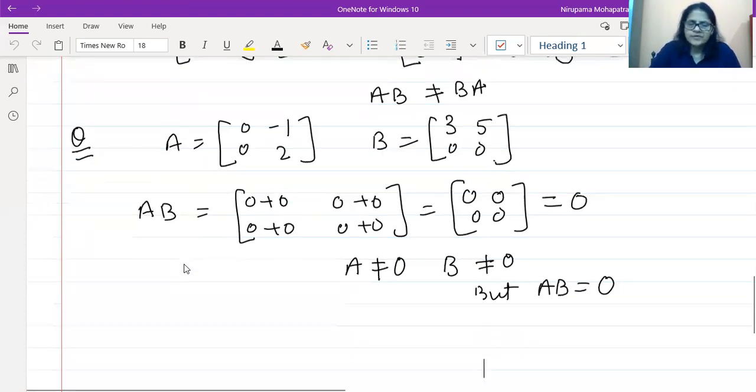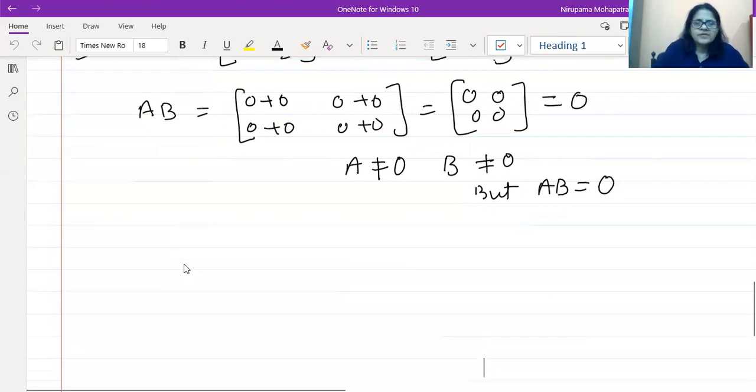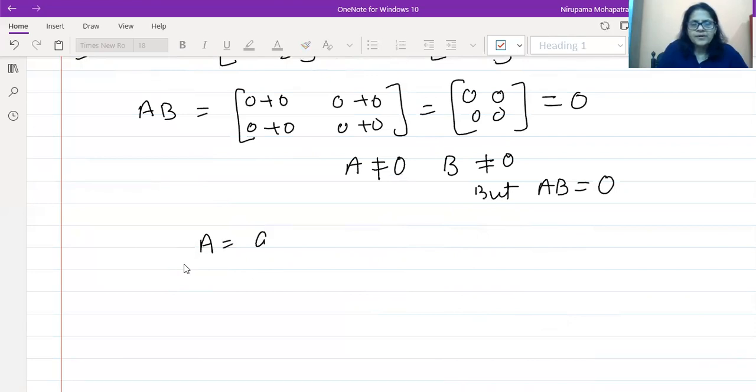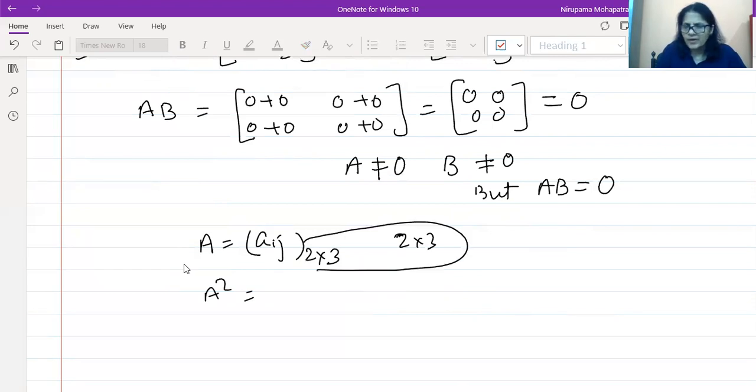And one more thing, I just want to clarify before we wind up the class. Suppose, for example, I write here A equal to Aij. Order is suppose 2 by 3. If I take A square, so we can write here 2 by 3, here also again 2 by 3 matrix. So in this case, if you take any rectangular matrix, you cannot take A square, right? So whenever you take A square, A cube like this, it has to be a square matrix.